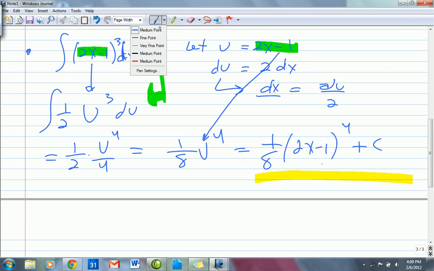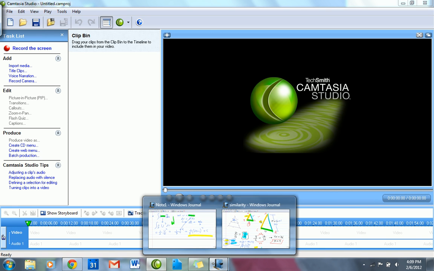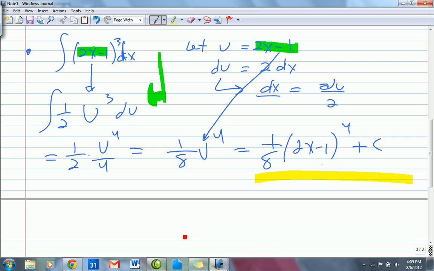And so here's my check. So here's my check step. I want to differentiate what I think is my antiderivative, see if I get 2x minus 1 quantity cubed. So I'm going to differentiate this guy, 1/8 times a quantity 2x minus 1 to the fourth. To do so, I'm going to use a chain rule.